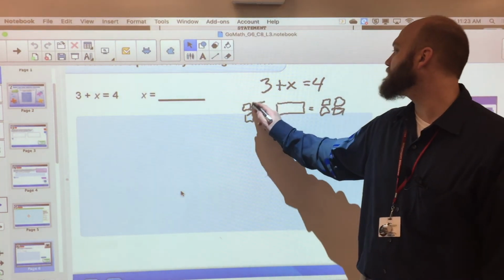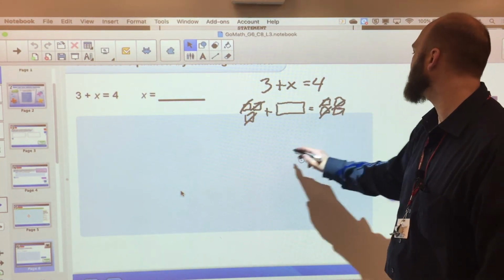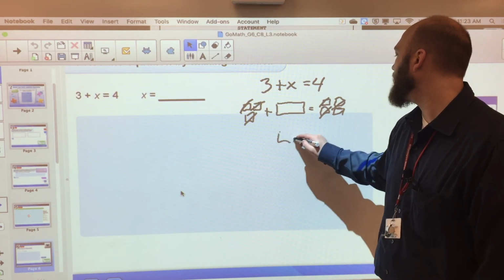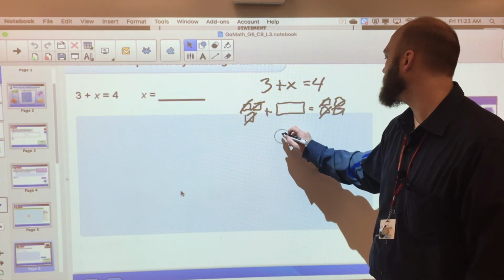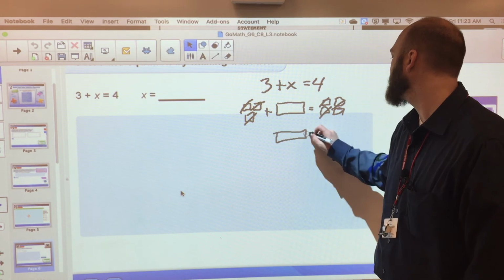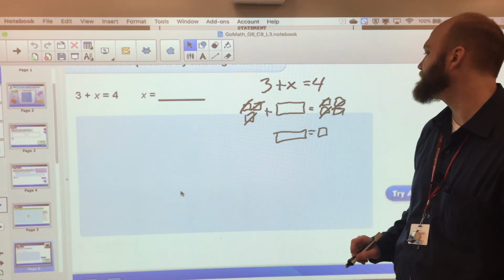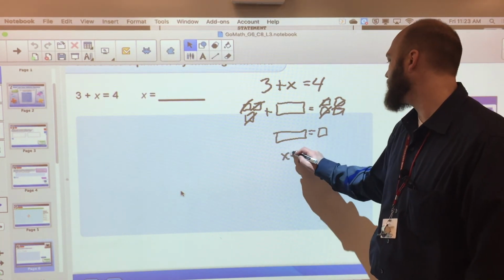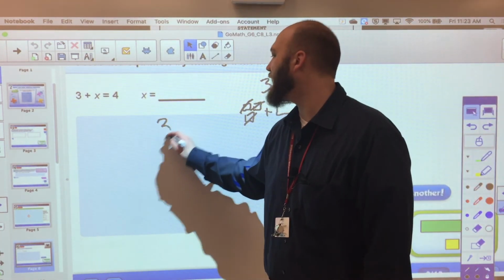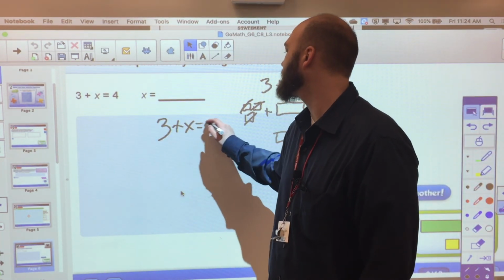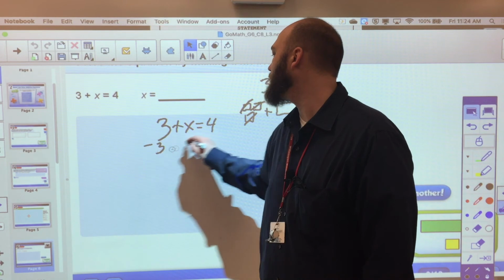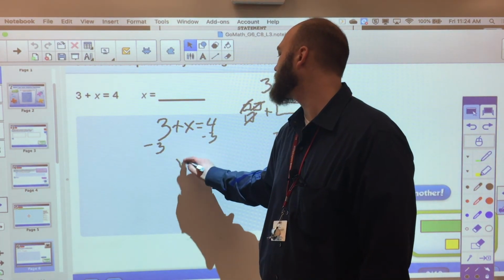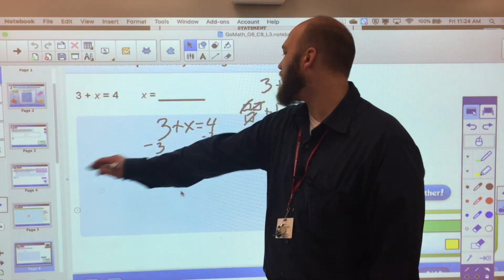And when I cross off my 3 from this side and 3 from this side, I'm left with x. Again, don't get skimpy with the rectangle. x equals 1. So x equals 1. And if you wanted to do it without drawing, subtract your 3, subtract your 3. I'm left with x equals 1.